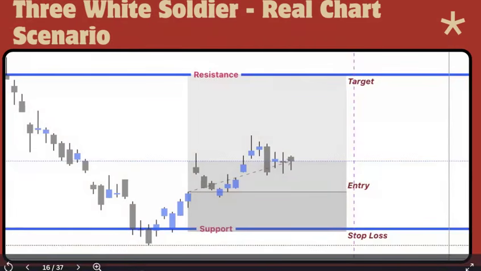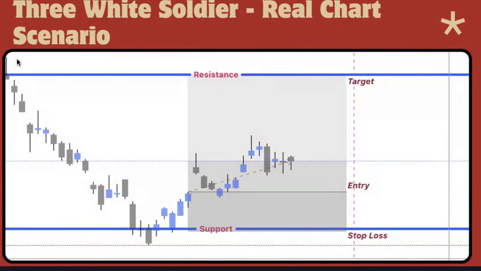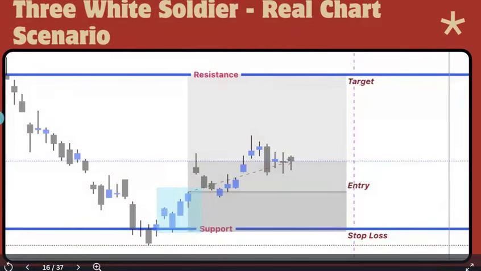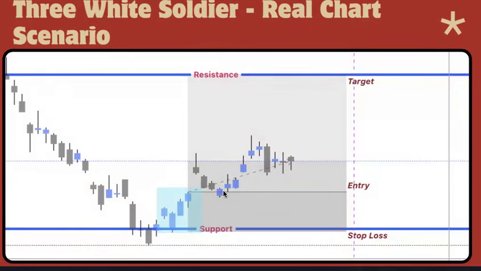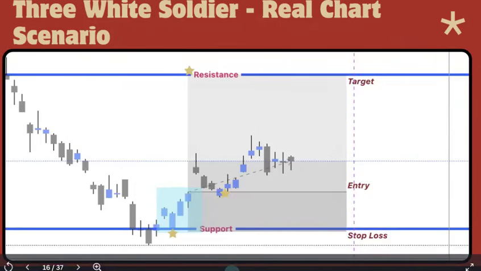Let's look at the chart. At support, we can see three soldiers over here. Your entry is planned at the pullback. Stop loss is the low of the first soldier and target is your resistance zone. That completes our bullish reversal patterns.